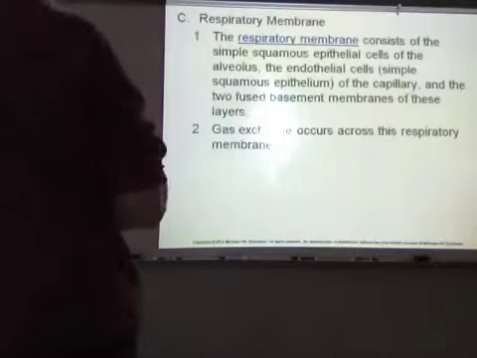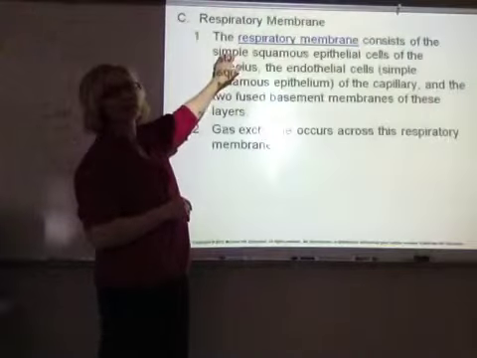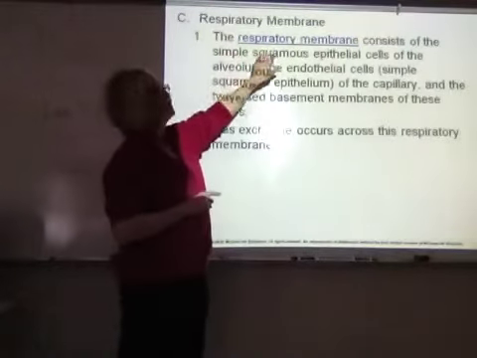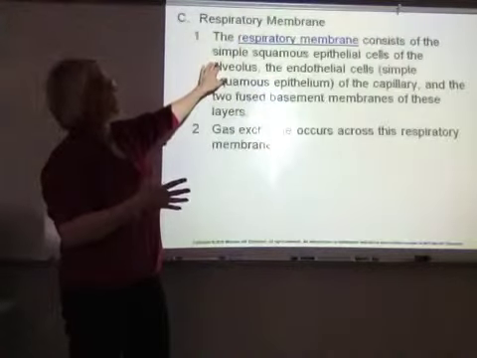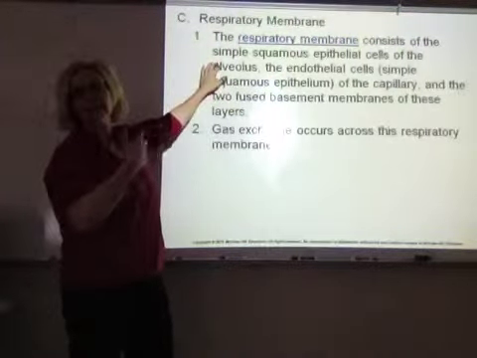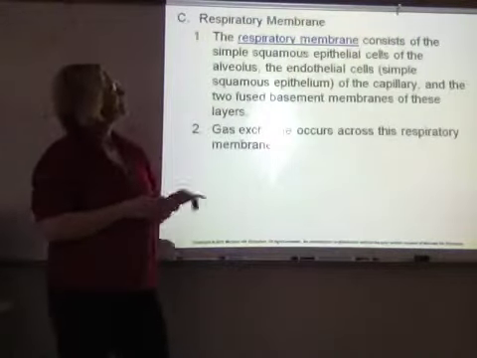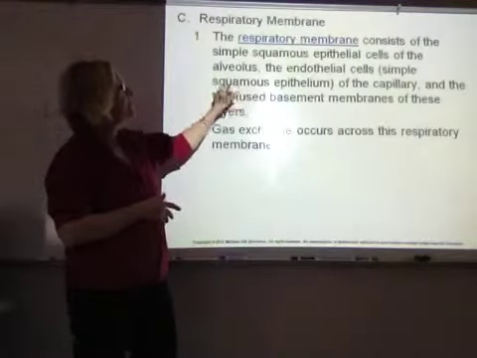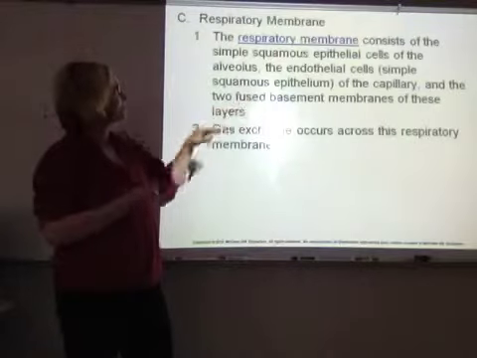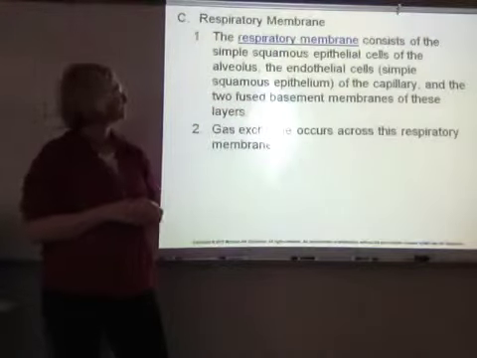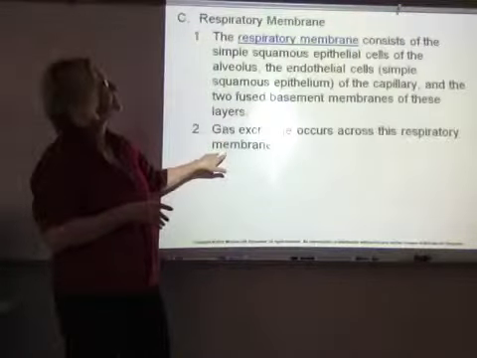The respiratory membrane consists of simple squamous cells, remember from the beginning of the year, one layer of flat cells. The reason they are simple squamous is because they are thin and flat, so diffusion happens very easily. Endothelial cells, here again simple squamous, are part of the capillary, and then the two basement membranes basically fuse together. Gas exchange then occurs across this area.